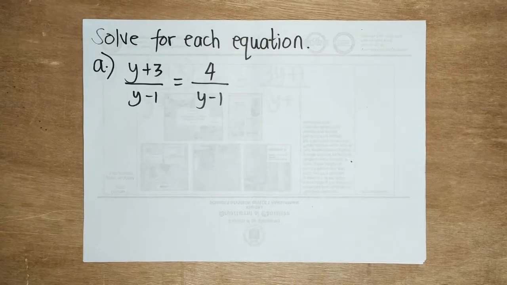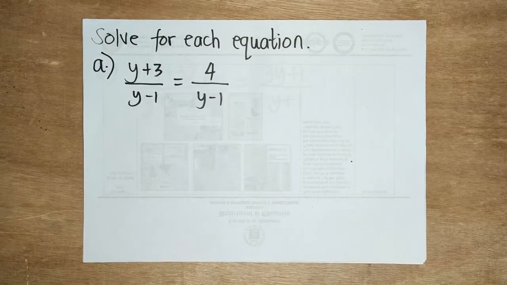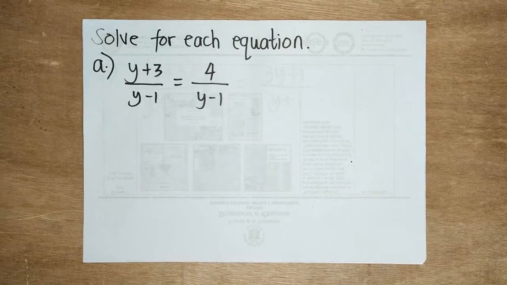For the next example, solve for each equation. y plus 3 all over y minus 1 is equal to 4 all over y minus 1. So, as we can see in the denominator, they have the same denominators. So, ibig sabihin, yan na agad ang ating LCD.